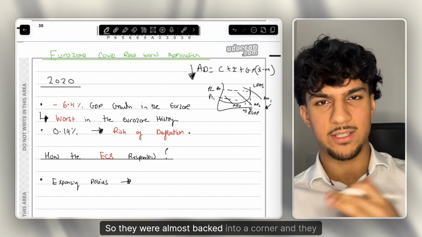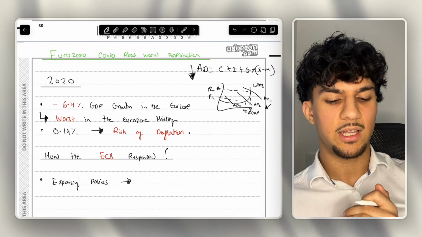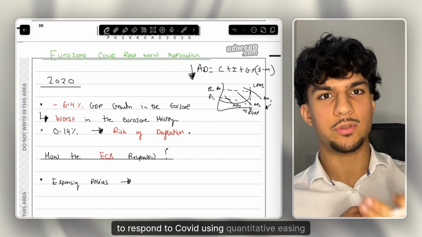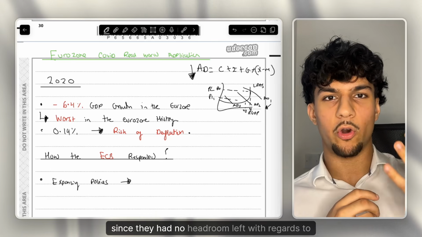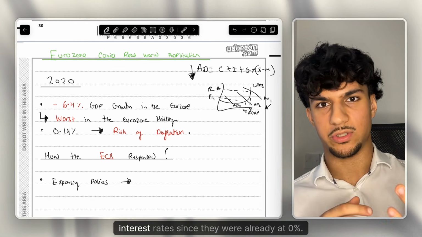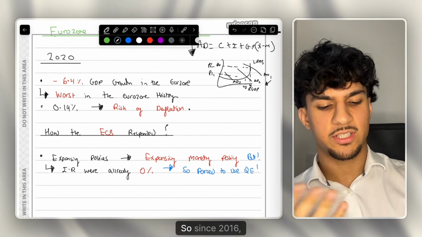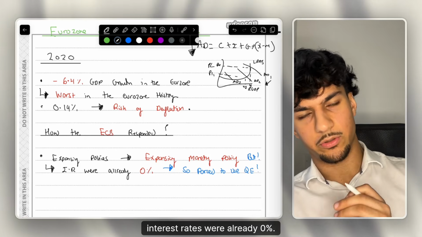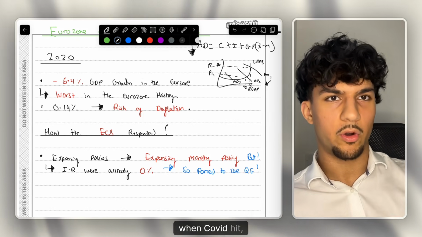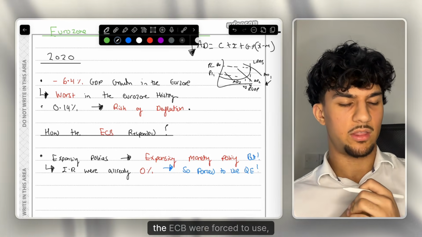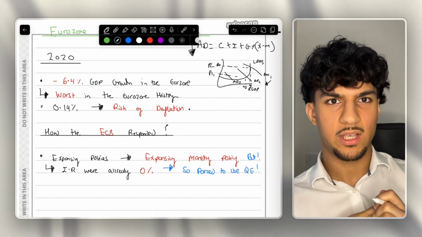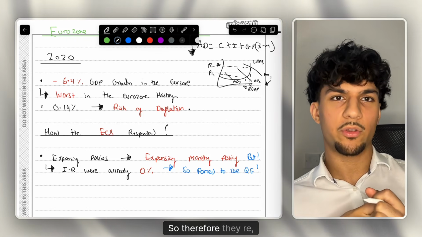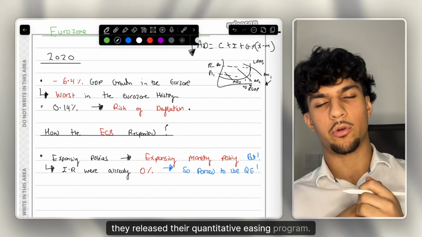So they were almost backed into a corner, and they were forced to respond to COVID using quantitative easing, since they had no headroom left with regards to interest rates, since they were already at 0%. So since 2016, interest rates were already 0%. Therefore, when COVID hit, when this external shock hit, the ECB were forced to use quantitative easing. So therefore, they released their quantitative easing program.